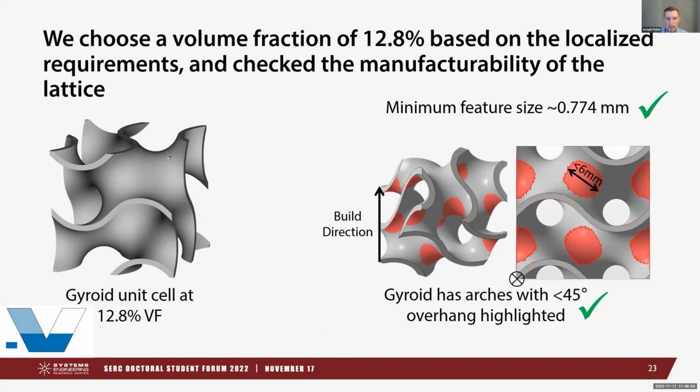It is. The arches are less than 45 degrees and the overhangs are sufficiently small for it to be printed. And our minimum feature size is above the minimum that we can print. So we're good in terms of manufacturability.